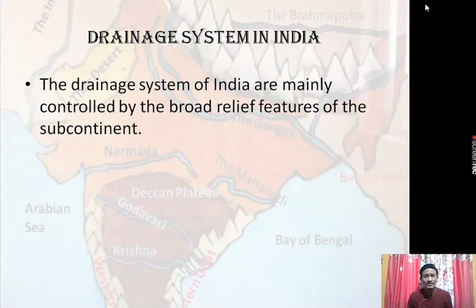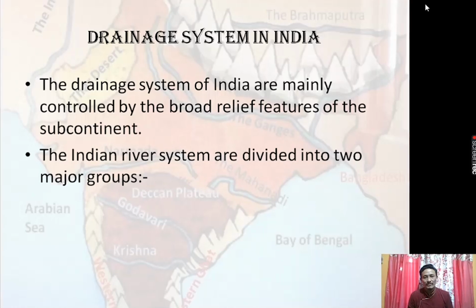of the subcontinent. That means, as we have already discussed, India being a massive country with different physiographic divisions, or physical features, ultimately has an impact on the flow of rivers or streams. Then the Indian river systems are divided into two major groups, as we have studied in physical geography, the physical features of India, in the previous session.